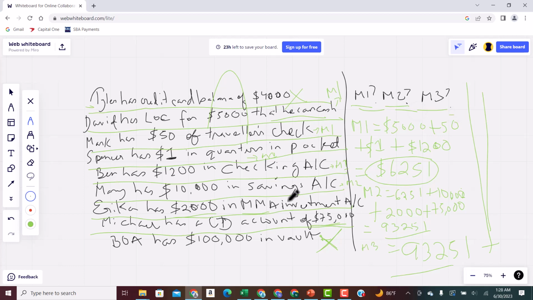This is a very important example. Make sure you understand this, how we did it, and you can always go back to the slide to see what items are categorized under M1, M2, and M3.